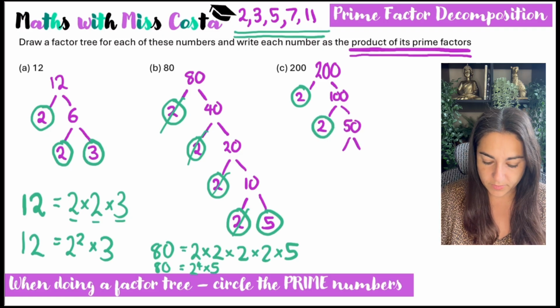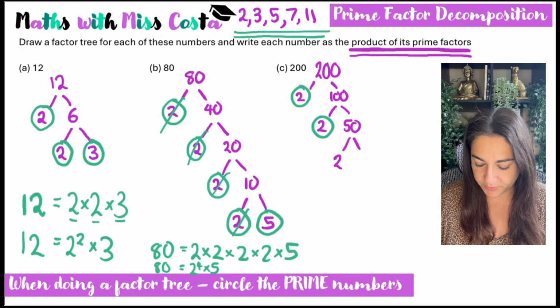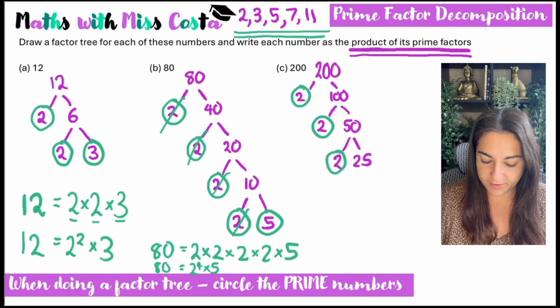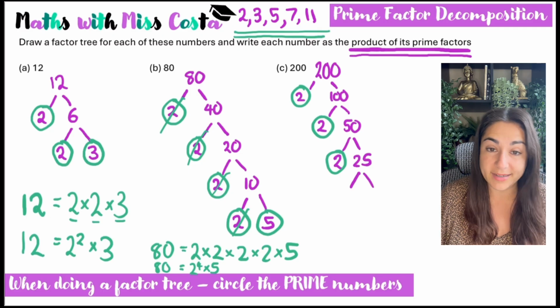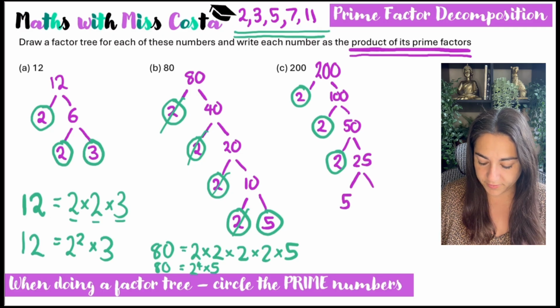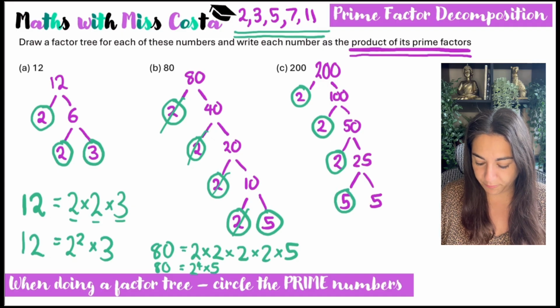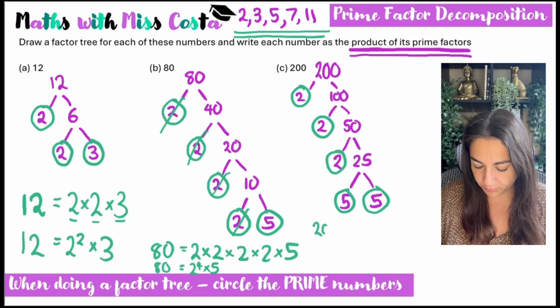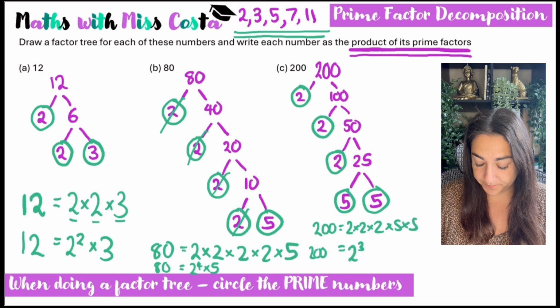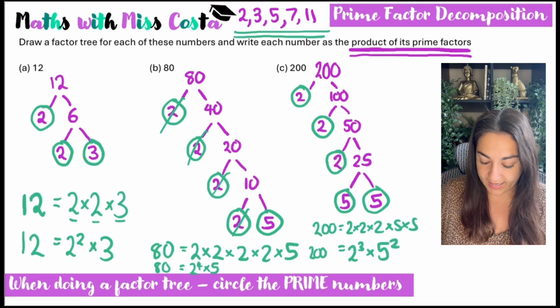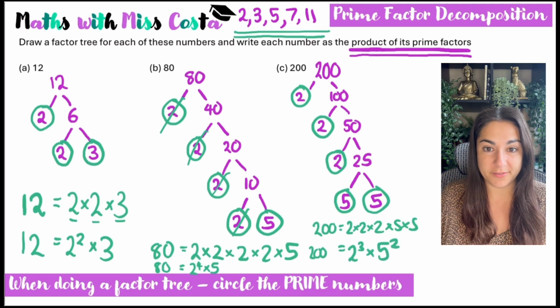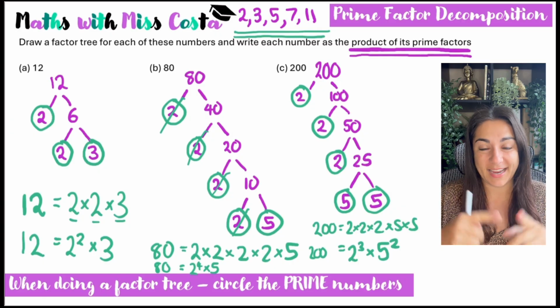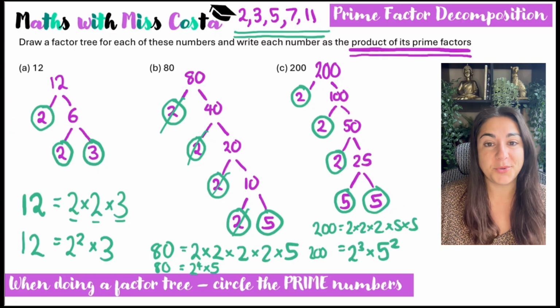Then we've got 50, which is going to be 2 times 25. And then we've got 25, and 2 doesn't go into it. So I'm going to try 3. 3 doesn't go into it, but 5 does. I know that 5 times 5 makes 25, and 5 is a prime number, so I circle it. So 200 as a product of its prime factors is 2 times 2 times 2 times 5 times 5, which if I simplify it, it's going to be 2 cubed times 5 squared. And 2 cubed is 8, 5 squared is 25, so you could type into your calculator quickly 8 times 25, and double check that that makes 200.